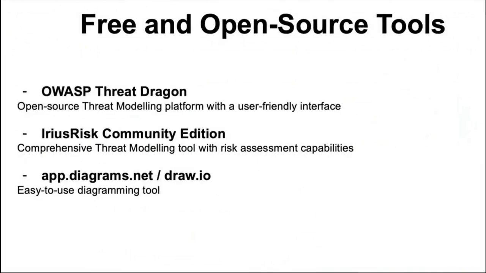And there are many free and open source tools. So we've got OWASP Threat Dragon here. And we've got John, who's the project leader for that. So if you've got any questions, go speak to John after. We've got Iris Risk and appdiagrams.draw.io. What I'm going to say about this, if your team are all located in the same place, get around a whiteboard, use post-it notes and pens. Don't let tooling slow you down from starting threat modeling.